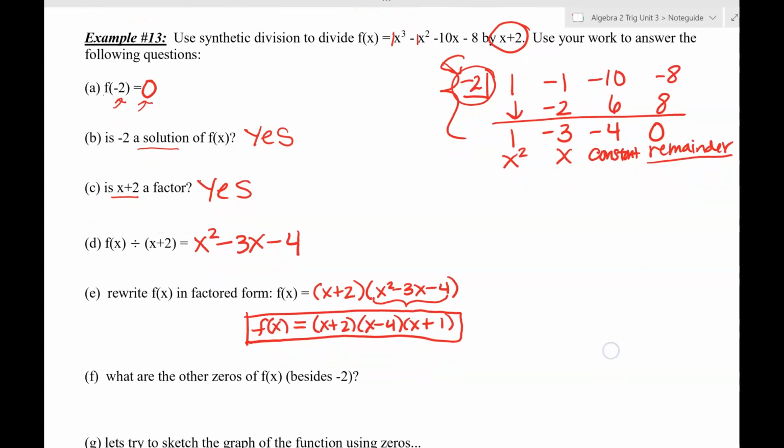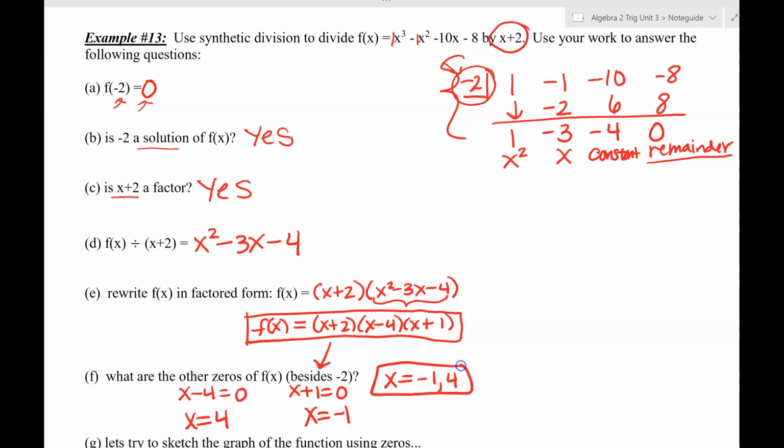Then the question is, what are the other zeros besides -2? So they've already acknowledged -2, which we would get from that factor. So our other zeros are the other solutions that we would get from the other factors in the factored form of this polynomial, which would be 4 and -1. So make sure you understand that this polynomial has 3 zeros, or 3 solutions in total, but they already acknowledged the first one, so I only was listing the other 2.